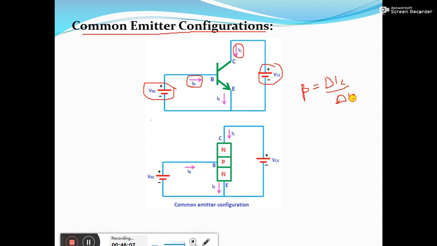If you compare the collector current and base current, collector current will be much larger than the base current. That's why the numerator is always larger than the denominator. So with this ratio, you will always get a beta value greater than 1. Typically for CE configuration, the beta value may range from 2 to 500.